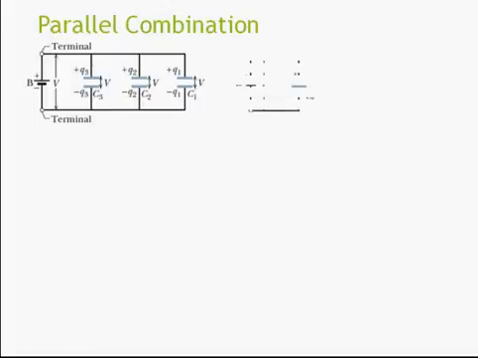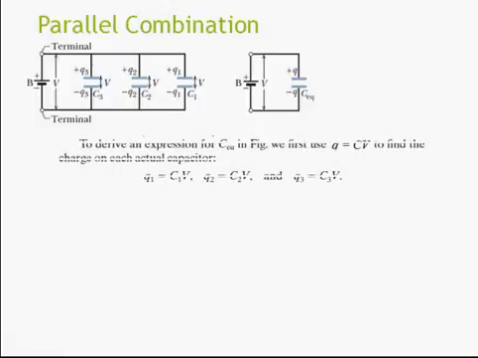In such a combination, we have to find the equivalent capacitance. Instead of three capacitors, if we have one single capacitance, what is going to be its value? So now we go for it. We should understand that in such a case, we have to derive an expression for the equivalent in the figure. So we'll try to find the charges on all the capacitors individually, since all the capacitors are connected to the voltage V.